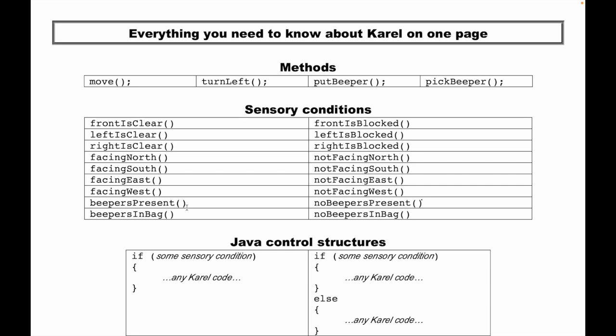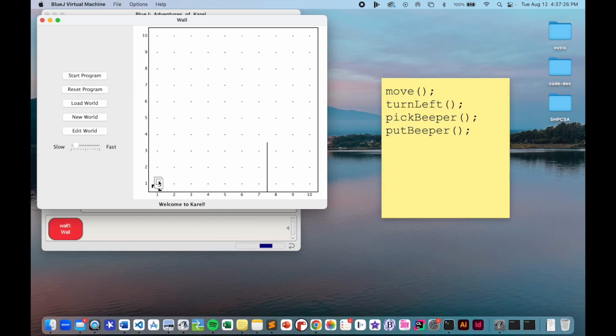We also have, these 2 are pretty useful, are there beepers present? This means that right on the spot Karel is standing, is there a beeper there? This one will be useful. Sometimes we want to use beepers to find a location, or we're trying to find where the next beeper is or something like that. That condition will be useful then.